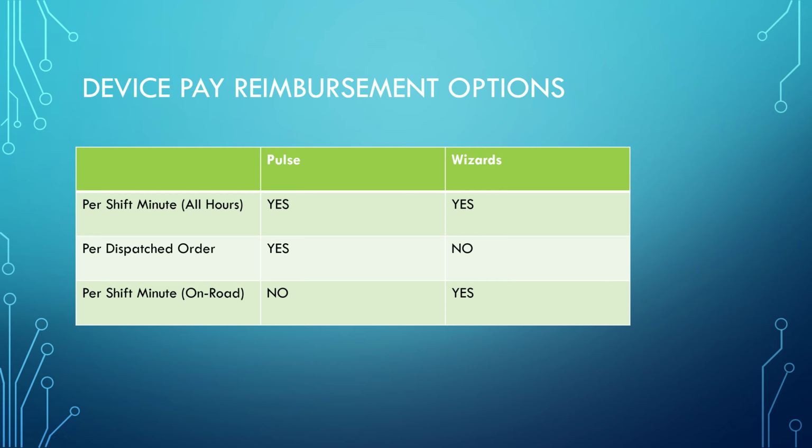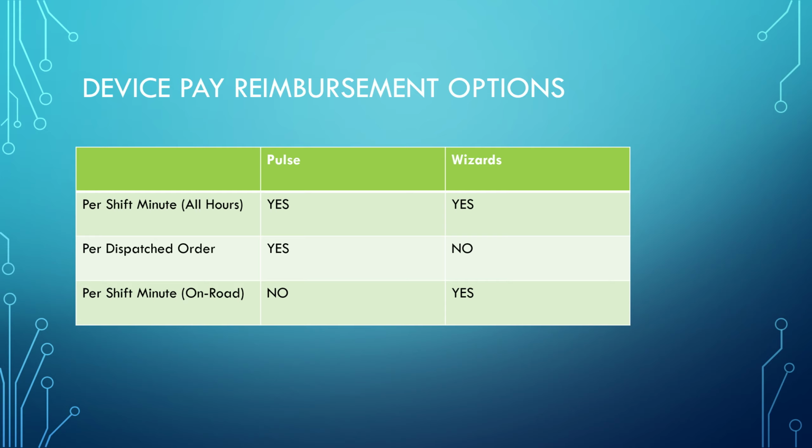So you can see from this quick little matrix here that if you're going to pay someone based upon their entire shift, the per shift minute all hours, you can have Pulse take care of that, or the Wizards will take care of that. If you wish to do a per dispatched order, I'm not going to handle that on the Wizard side. I set that up in Pulse, and then we'll carry it through to the Wizards. And lastly, if you wish to only pay for device reimbursement when they're on the road, that's only available in the Wizards.